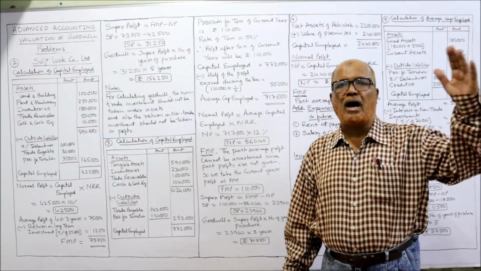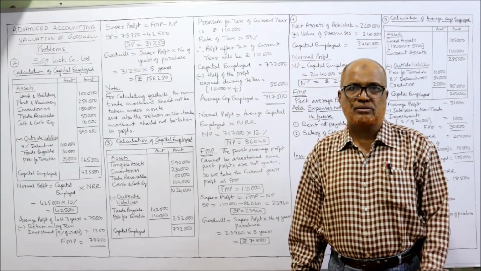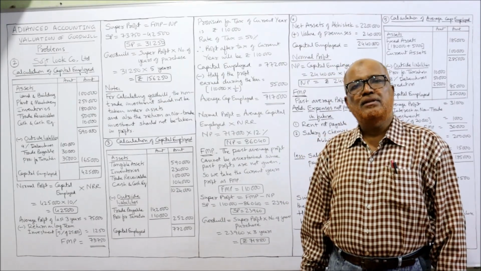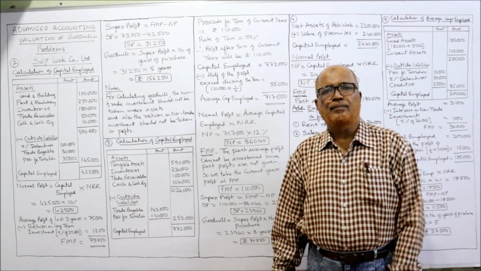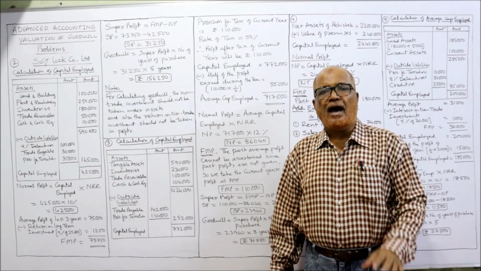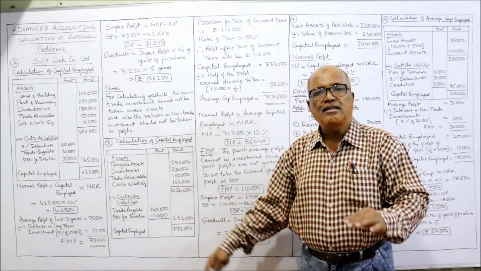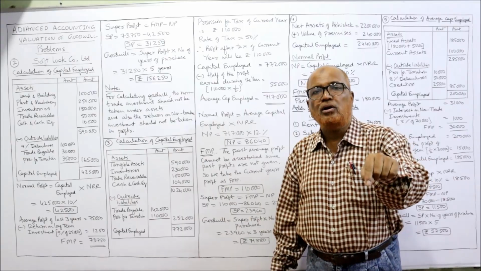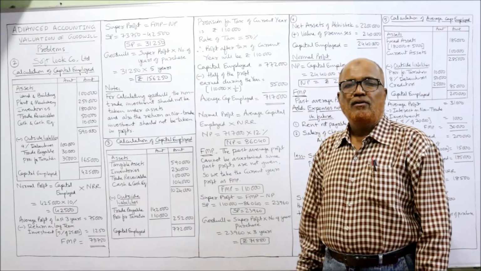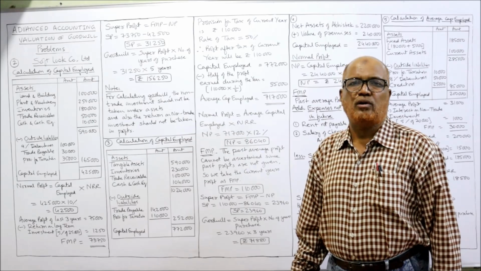Actually FMP is the past average profit adjusted for future changes. So here past average profit is given, 75,000. From this past average profit we deduct the income from non-trade investments. Actually, non-trade investments should not be considered in assets. At the same time, the income on non-trade investment should not be considered in profit. When profit 75,000 is given, it means it includes the income from non-trade investment.